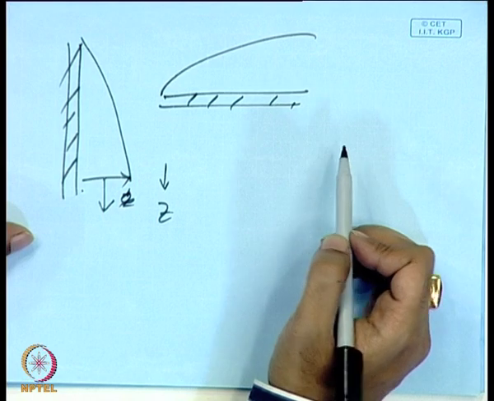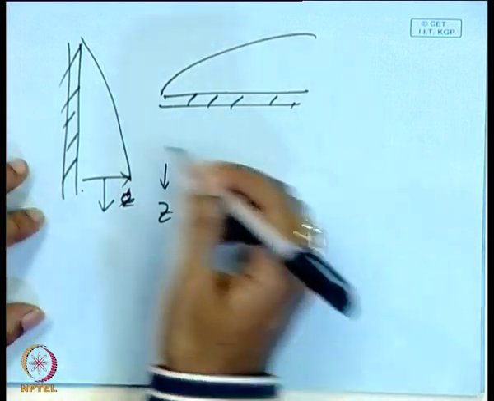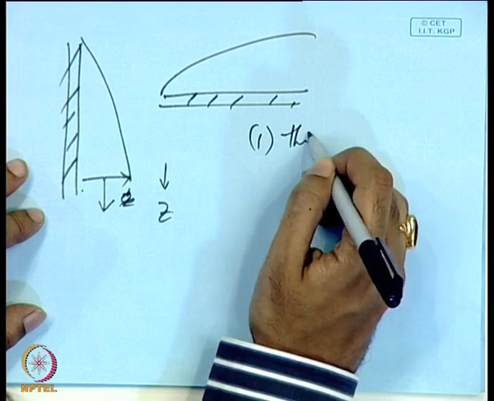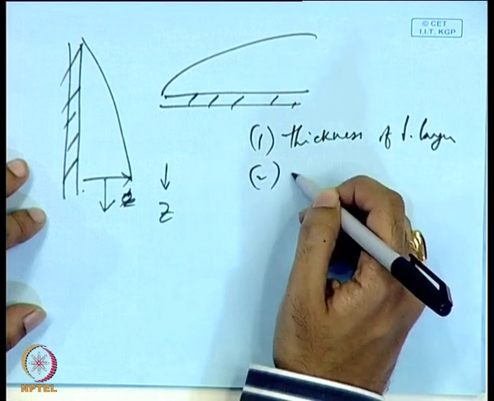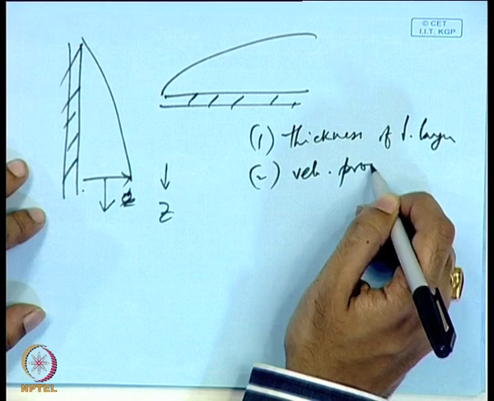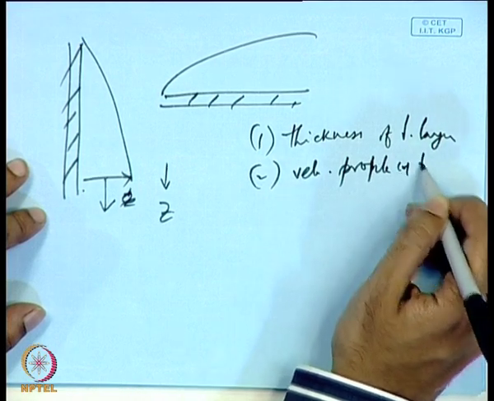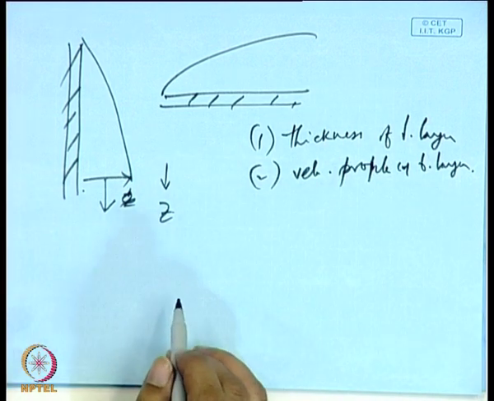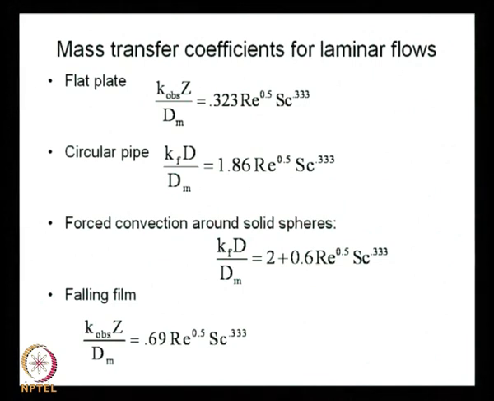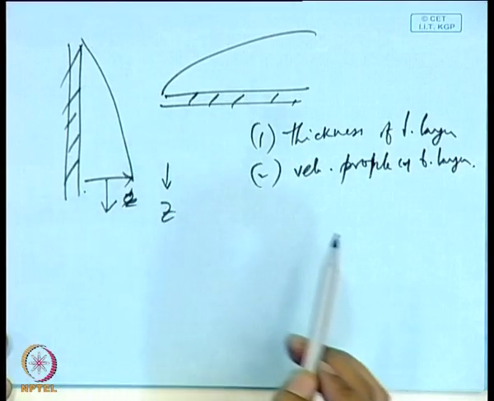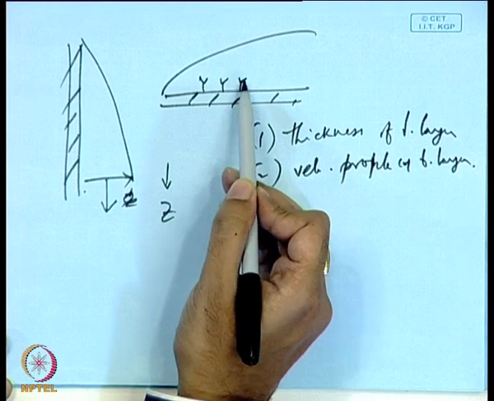Is that clear? So, the two things that are different over here are the thickness of the boundary layer and the velocity profile in the boundary layer. And therefore, the Sherwood number is slightly different from the flat plate. Okay. Is that clear? So, what we are looking at till now are these cases.